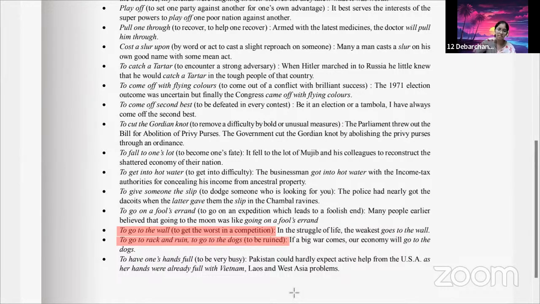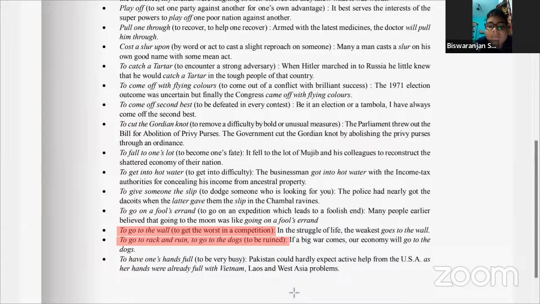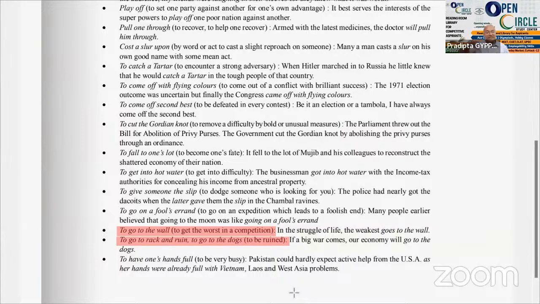Next. To go to rack and ruin, to go to the dogs, to be ruined. Do you understand? To go to the dogs? When you are the weakest, dogs will snatch you. To go to the dogs means you are ruined, you are destroyed.